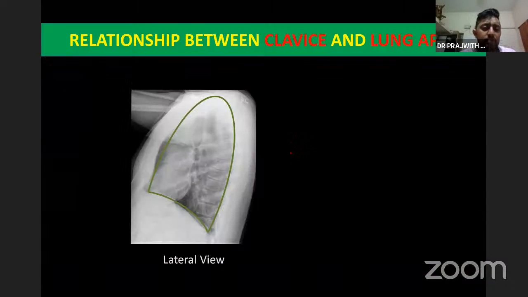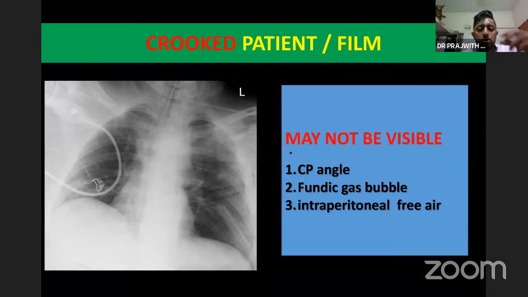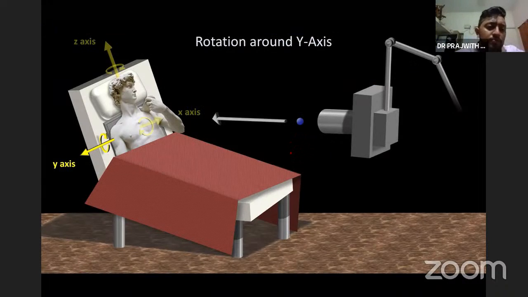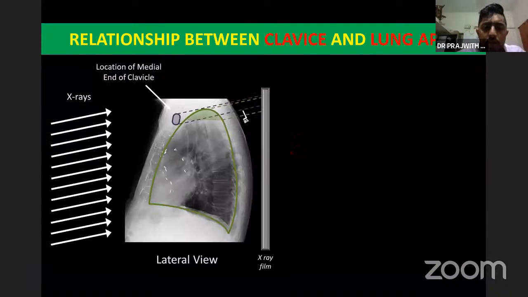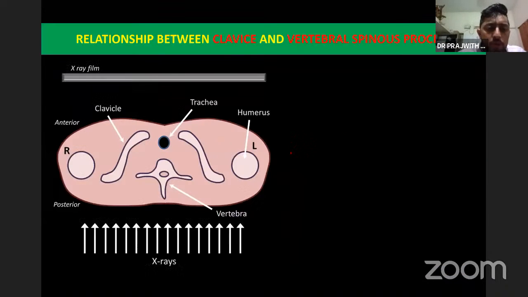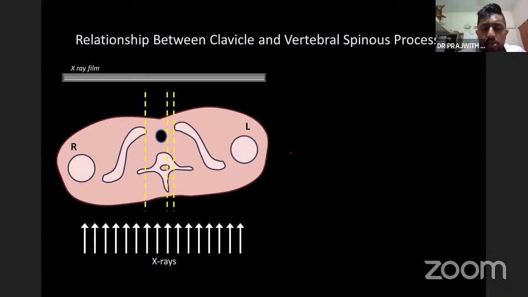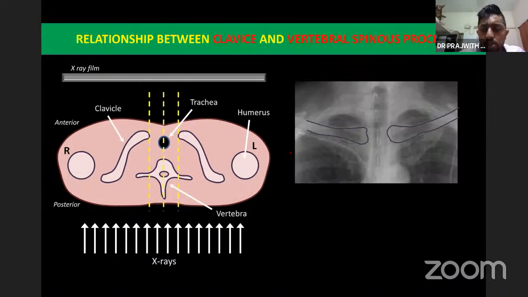What rotation is very difficult to understand is the rotated patient along the axis. Okay, along the axis. Now if the rotation is along the axis, what happens? That's the only important thing that we need to know. So this is what happens whenever there is rotation. In this image, this is the spine, this is the clavicle. So see what has happened.